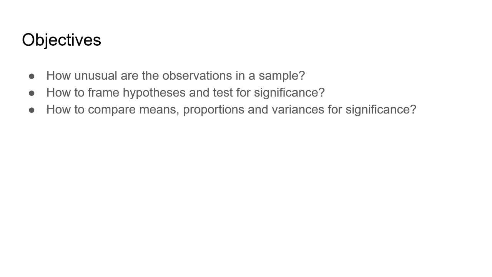In this video, we will focus on hypothesis testing. We are trying to understand how unusual the observations are that we have in a sample when compared to what we would expect in a population. In other words, we are trying to figure out how weird things really are and whether we can make some kind of decision. We want to be able to frame some hypothesis and test the significance of what we are observing. We want to be able to compare means, proportions, and variances for what we are observing, and I'll show you a method to do that.